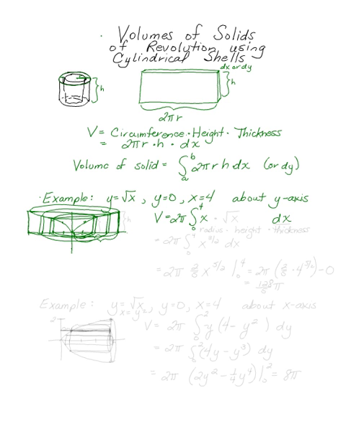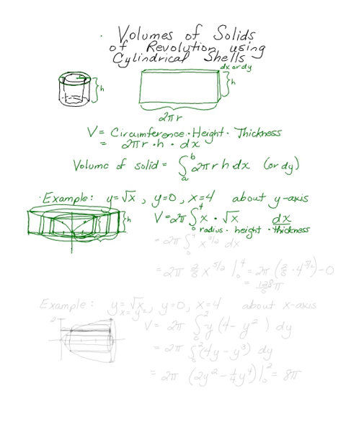The height of each of these cans, remember height is here, varies, but what does it vary with? Well, it varies with wherever our function is. How high is our function? In this case, our function is given by the square root of x. So the height of each of these cans is the square root of x, and our thickness is our dx that we need in order to do this integration problem. So the volume of this solid then is 2 pi, our radius, which is x, times our height, which is the square root of x, times our thickness, which is our dx.